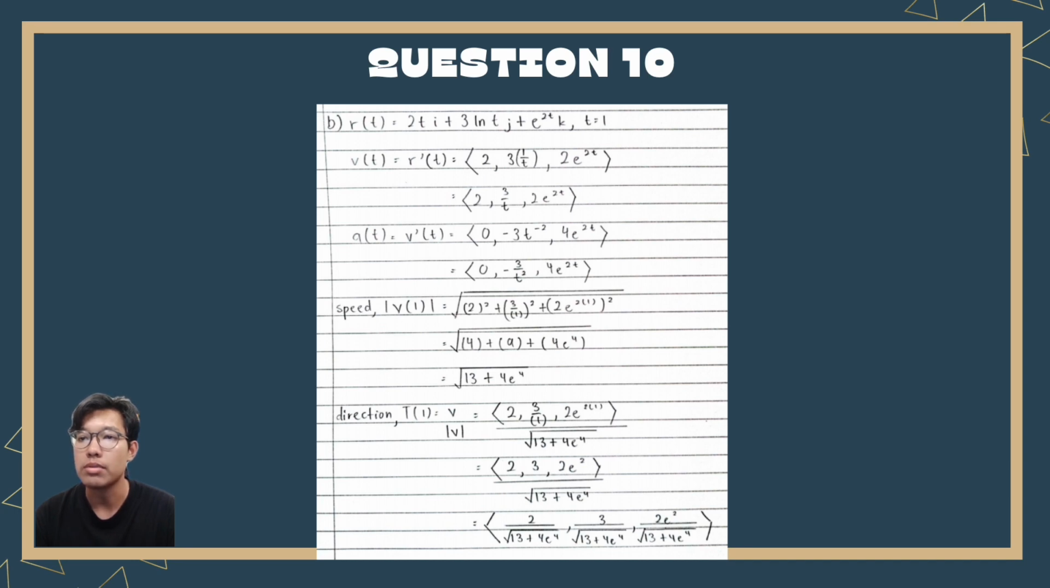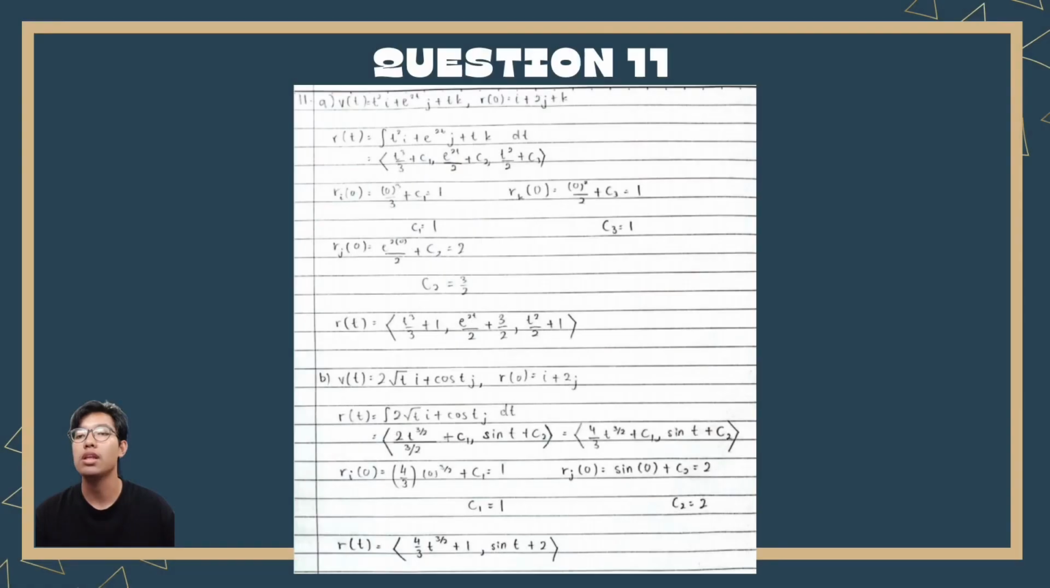Next, to find speed, we need to substitute the value t equals 1. Then the equation will be the square root of 2 squared plus 3 squared plus 2e squared. After we simplify, we will get the final answer of speed, which is root of 13 plus 4e to the power of 4. For the direction, we need to substitute the value of t equals 1. We need to apply the formula velocity over speed to obtain the direction of motion. So the final answer will be 2i, 3j, 2e squared k over root of 13 plus 4e to the power of 4.